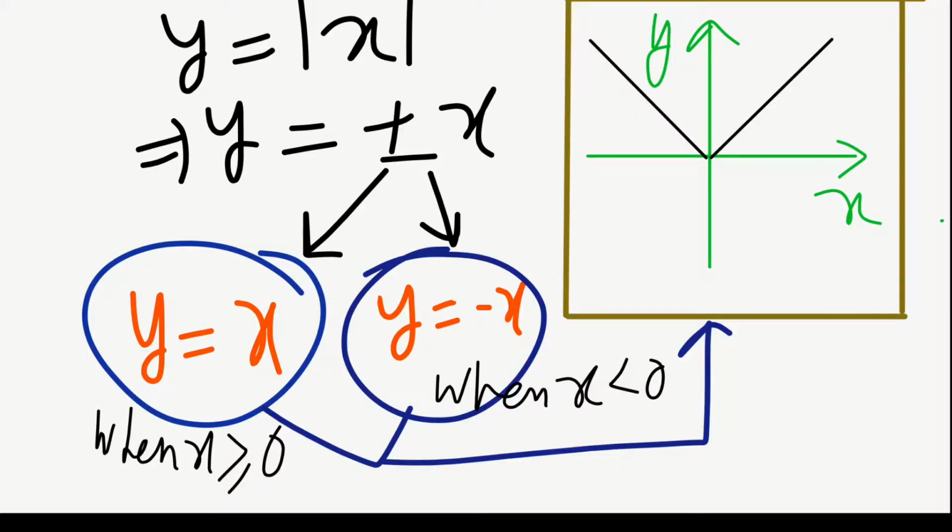You can clearly see in the diagram that the straight line y equals plus x is only valid whenever x is greater than or equal to 0. And y equals minus x, that straight line is only valid whenever x is strictly less than 0.